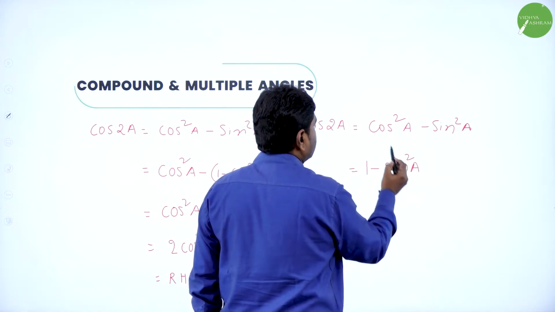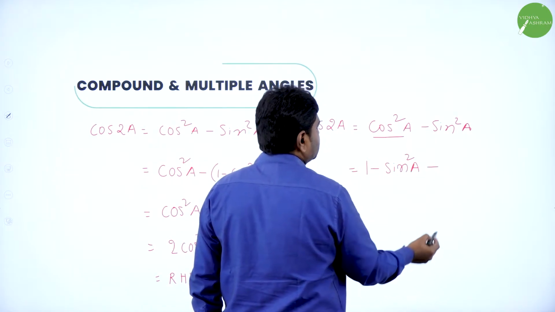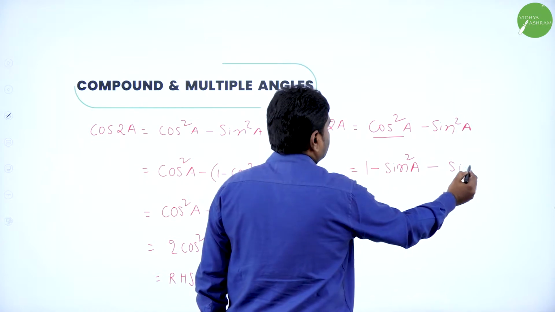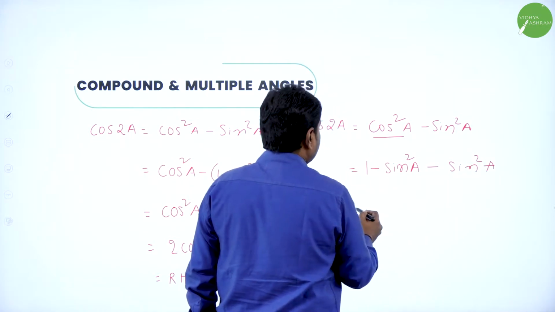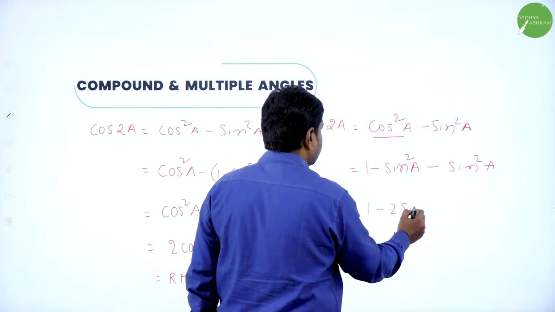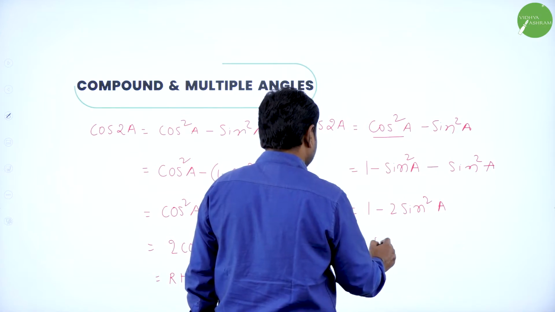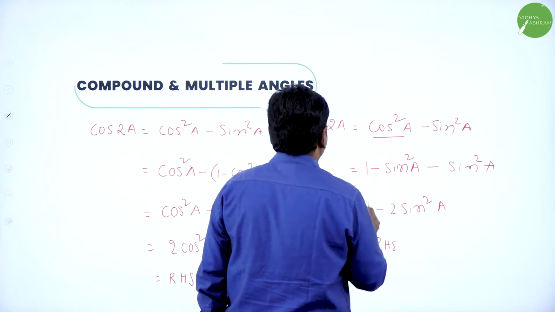1 minus sin square a. Instead of cos square a, I am writing 1 minus sin square a. Then we have minus, put minus as it is, and then sin square a. Now if you observe, we have 1 minus sin square a minus sin square a, which is 1 minus 2 sin square a. So this is RHS again. So therefore we got the proof.